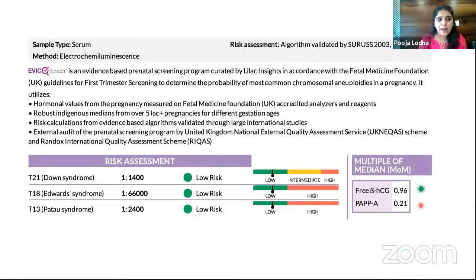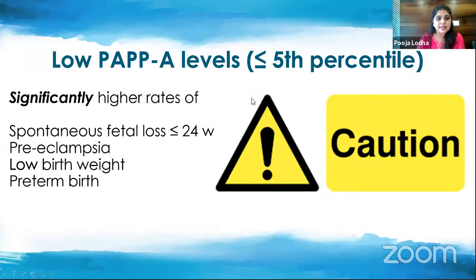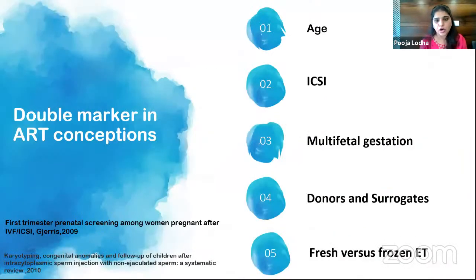Coming to PAPP-A, it's not just Down syndrome. A low PAPP-A must be interpreted with caution, because it is associated with spontaneous fetal loss before 24 weeks, higher risks for preeclampsia, low birth weight, and preterm birth. So we know that at less than 0.4 MoM, we are really scared of these low PAPP-A levels, and you increase the feto-maternal surveillance even if the fetus is low risk for chromosomal abnormalities or the karyotype is normal.